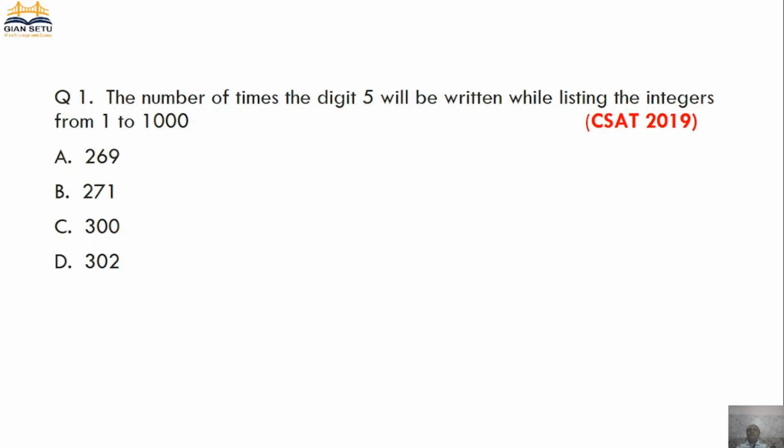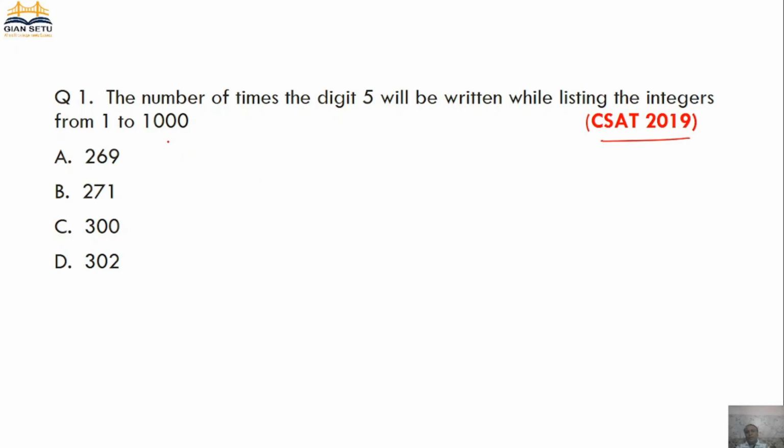Question number 1 is: the number of times the digit 5 will be written while listing the integers from 1 to 1000. In this question we need to find how many times digit 5 will appear when we count from 1 to 1000. This question was asked in UPSC CSAT 2019.